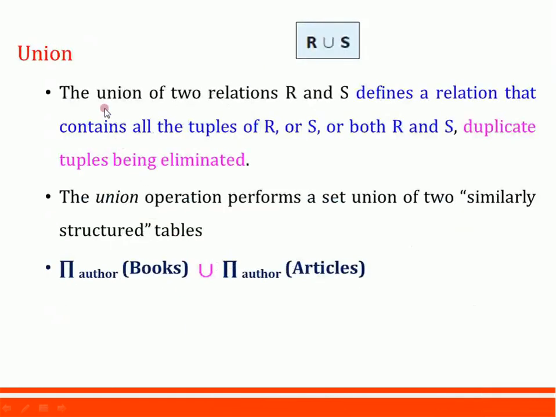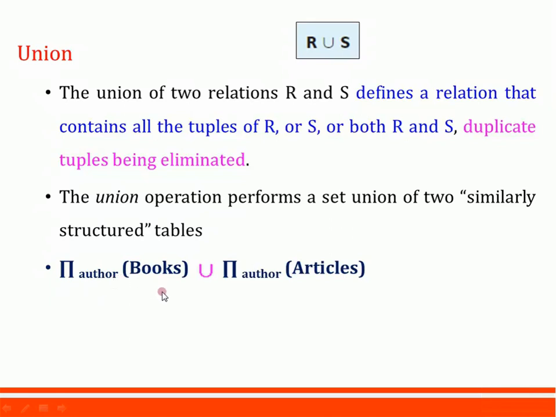First is union. Union is similar to the set operation union. So this is going to combine the tuples of R and S which are present in R or S, or both R and S, and the duplicate tuples will be eliminated. So R is a relation, S is a relation, union represented by U.